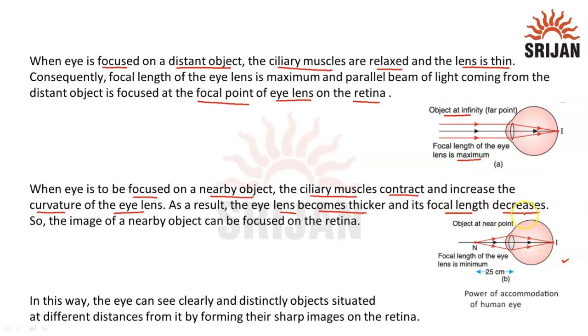If the focal length was not decreased, this image would have been formed out of the retina, like beyond the retina, you can say. That's why the focal length is decreased. Similarly, in this case, if the focal length was not to be maximized, the image must have formed here only, before the retina. So, by thinning the lens, the focal length is increased to ensure that the image is finally forming at the retina. And in this way, I can clearly see distinctly the objects situated at different distances from it, forming their sharp images. And this is all about it.